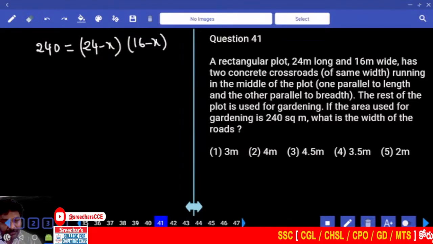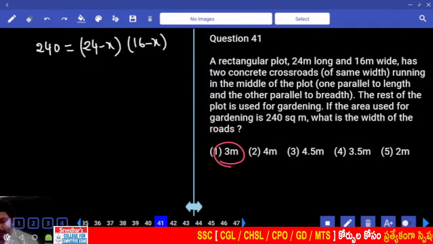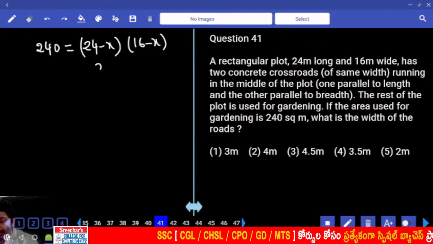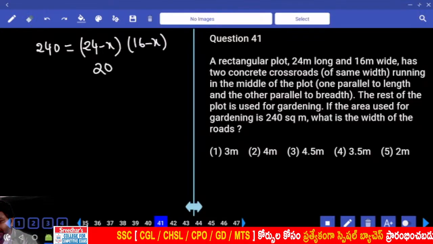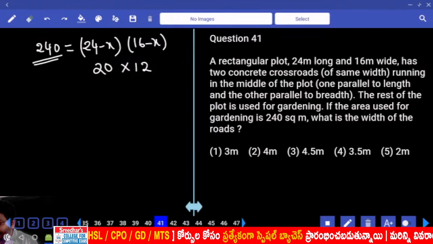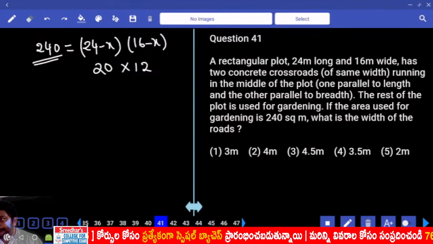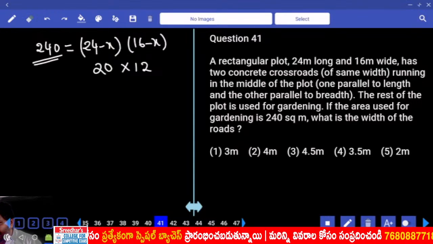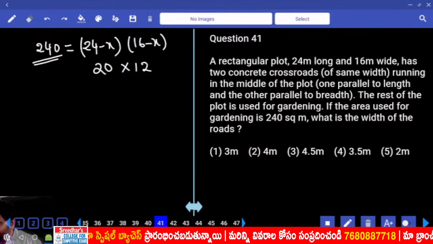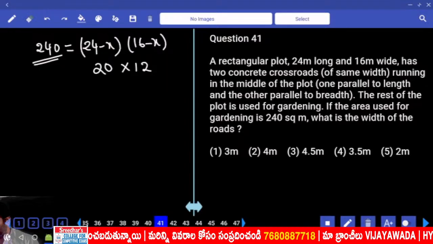If you substitute 3, 21, 13, no. If you substitute 4, 20, yes, 5 multiple. Other one is 12. 20 times 12, is that equal to 240? Second option, right answer. Getting the answer is not important. Getting the answer in how much time and which method you are using is important.